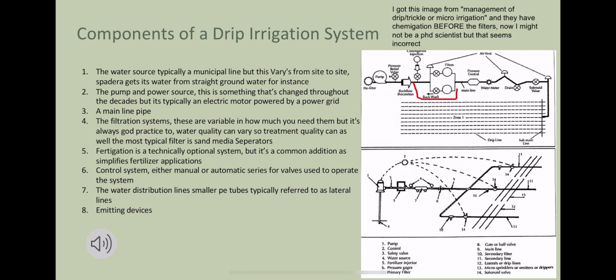Now, one thing I have noted on this page is the graphic I used. I got this from Drip, Trickle, or Micro Irrigation. The editor was someone with a PhD, but the image shows the chemigation going before the filters. I believe you wouldn't want to do this because most filters would remove whatever you add via chemigation, which is just generally, I think, an error, but it's still a very good graphic when it comes to showing the main components of a drip irrigation system.